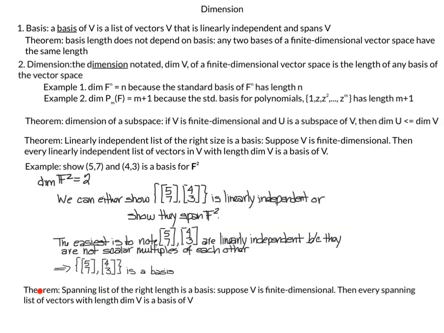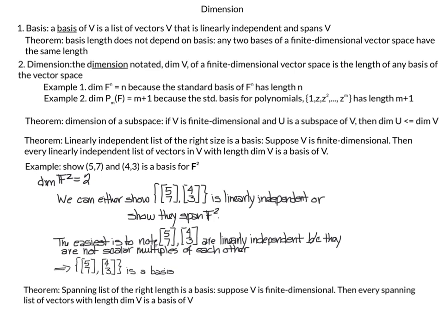And then we have the second theorem that's going to reduce the work of proving a list of vectors is a basis, and that is the spanning list of the right length or right size is a basis. So suppose V is a finite dimensional vector space, then every spanning list of vectors with length equal to dimension of V is a basis of V.